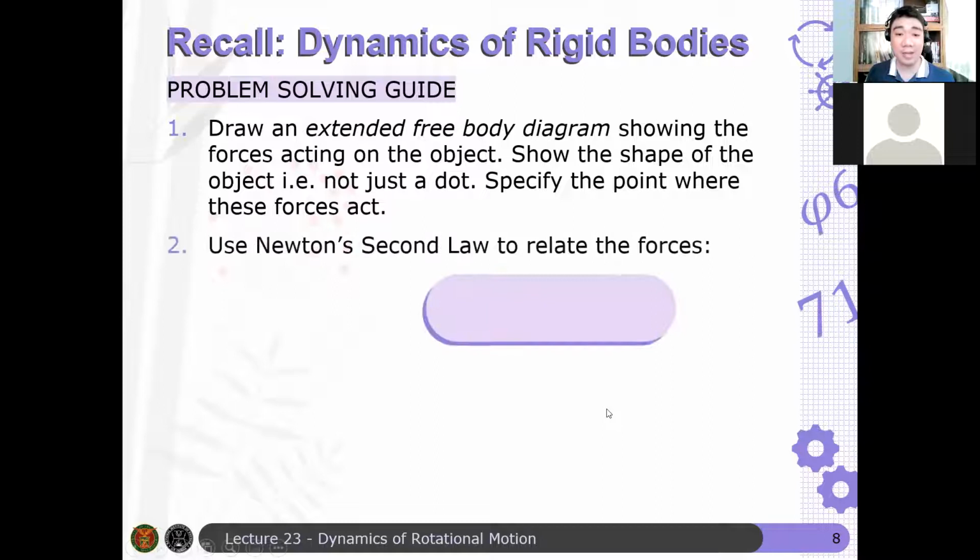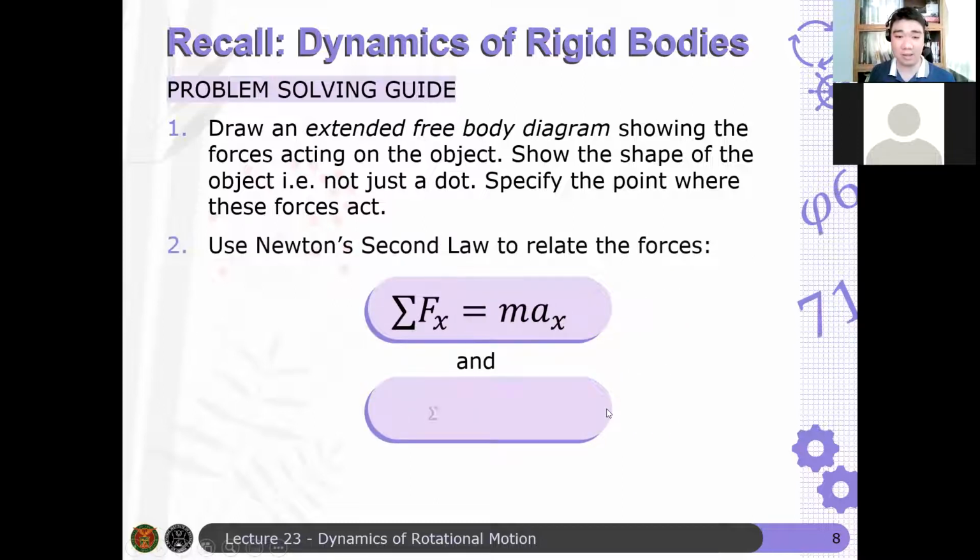Okay? The second one, again, is you use Newton's second law to relate the forces. That is, again, we're dealing with planar rotations until now. Kaya nga hindi dapat magbago yung center of mass, yung direction ng center of mass velocity, because we're still dealing with planar rotations. And hence, if we use Newton's second law, dapat nasa x and y directions lang yan.